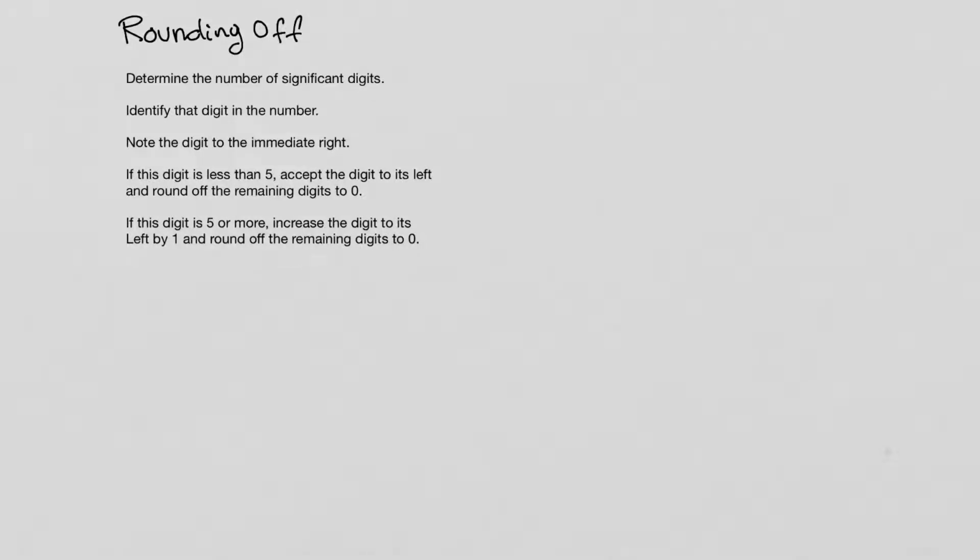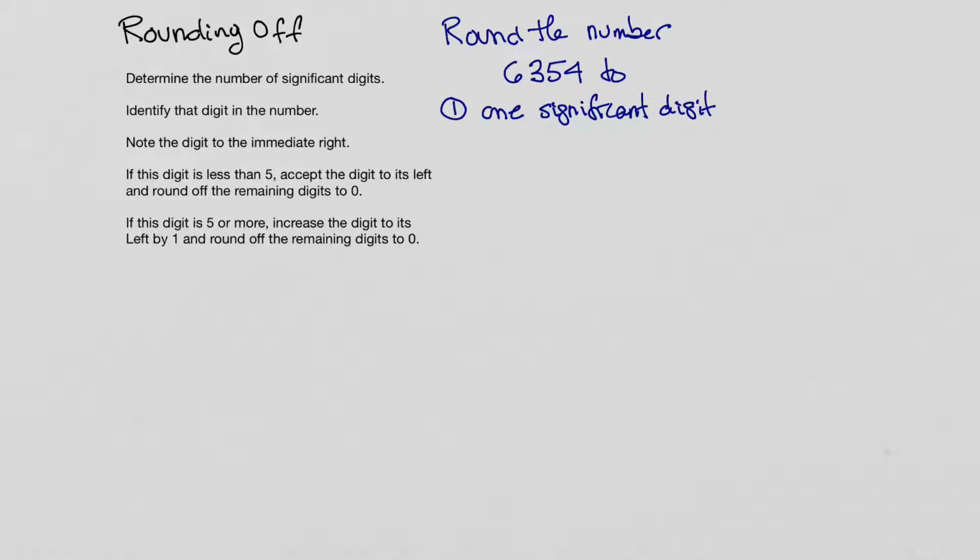So what we're going to do now here is talk about rounding off, and let's do it with some examples. And as we do the examples, we'll just go through the characteristics of rounding things off. Let's start here. Let's take this number here, and we'll round it to a different number of significant digits.